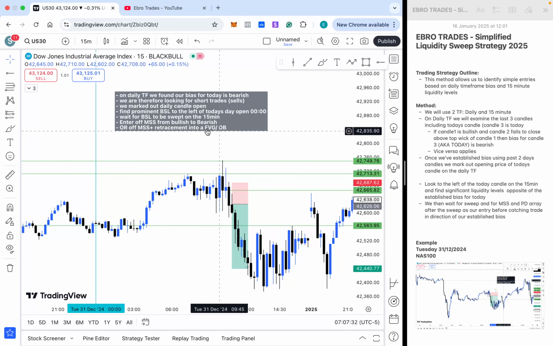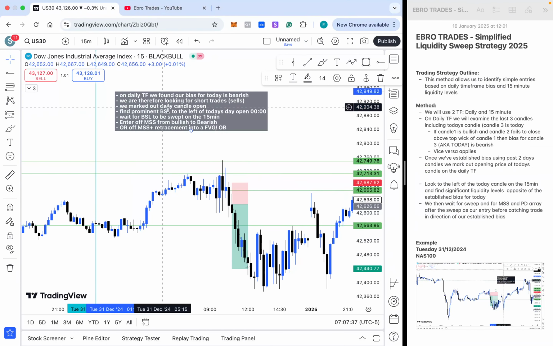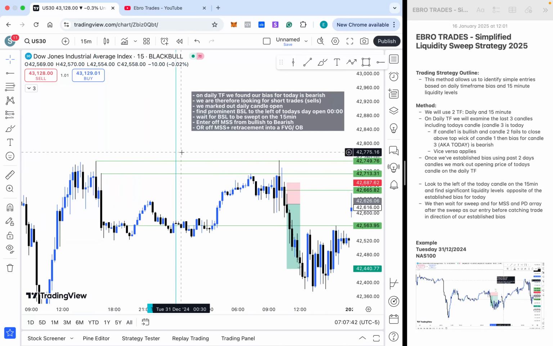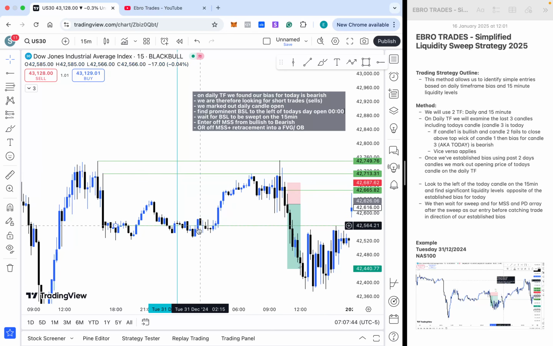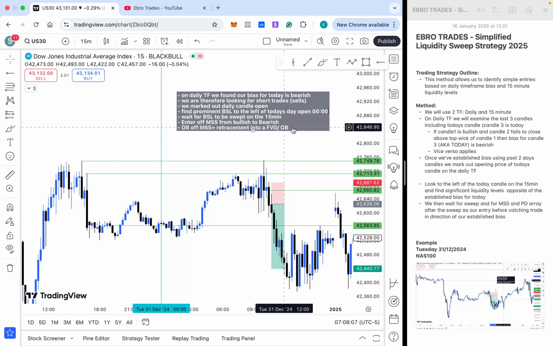That's the strategy. So on the daily time frame, we found our bias for today is bearish. We are therefore looking for short trades. We marked out daily candle open. We find prominent buy side liquidity to the left of today's day open, 12, which is midnight. We wait for the buy side liquidity to be swept on the 15-minute. We see we've swept this liquidity and this liquidity. As soon as we sweep the liquidity, we await a market structure shift from bullish to bearish, or market structure shift plus retracement into a fair value gap or order block.